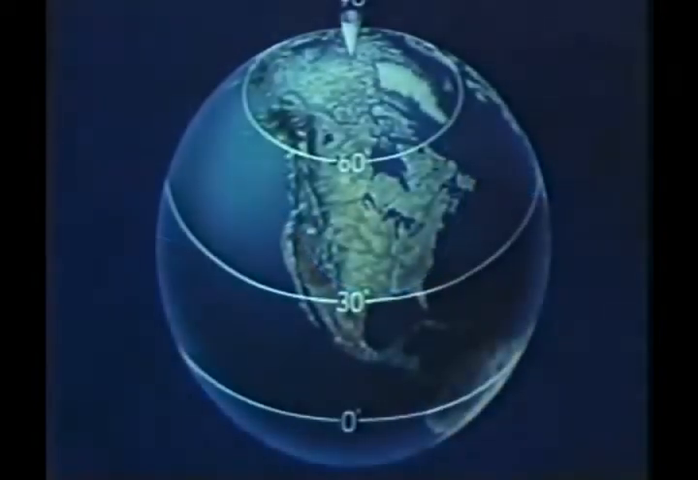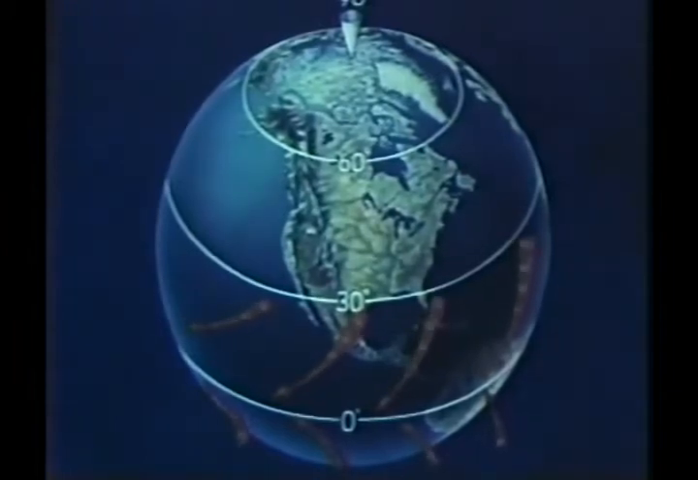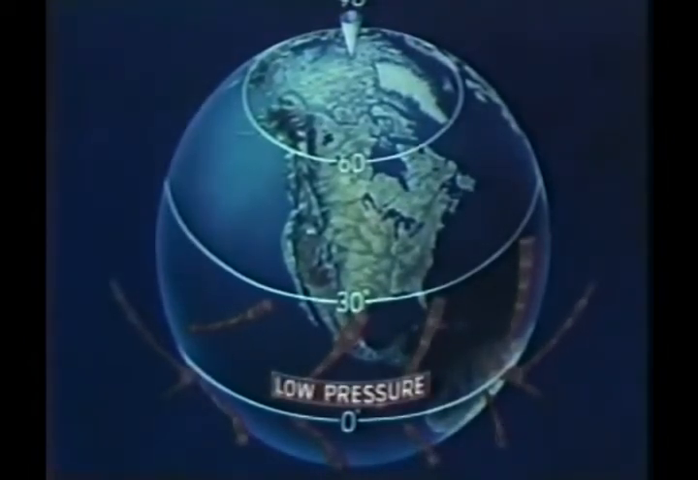As a result of uneven heating, there is a theoretical primary pressure and wind circulation pattern set up in the Earth's atmosphere. The intense heating and convergence near the equator causes the air to rise, creating a low-pressure belt that extends around the Earth's surface in that region.